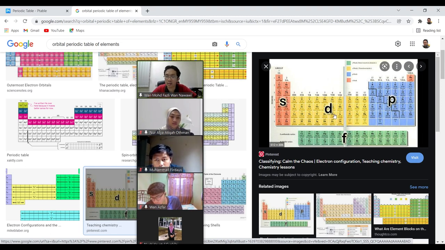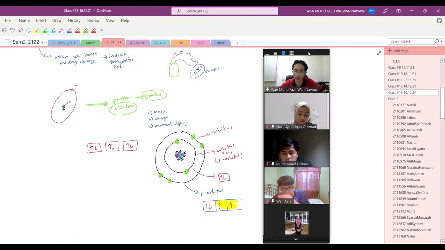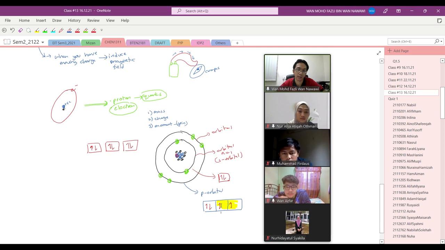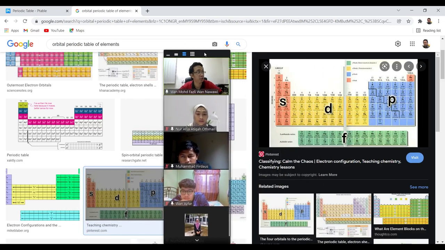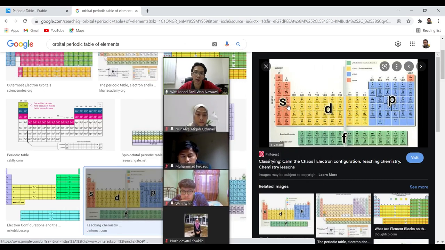But here for D, the valence electron, the outermost orbital is normally not full. Like the one that I show you here, it is not full. If you look back at this picture, you rarely see things in the S group become magnetic, and also you rarely see things in this part become magnetic.